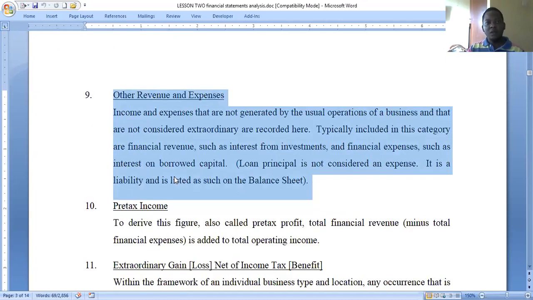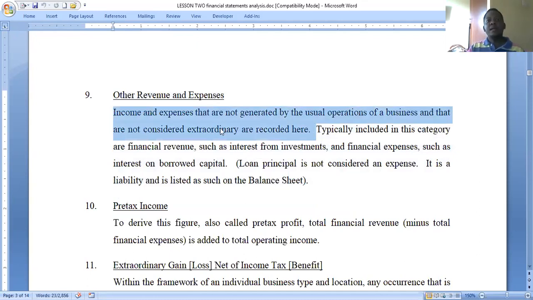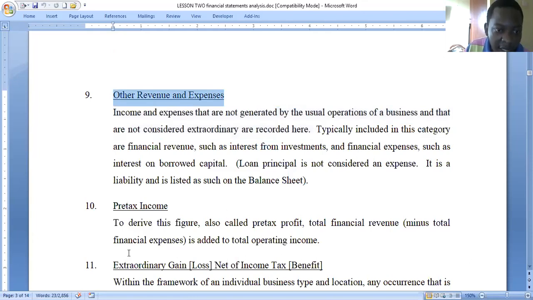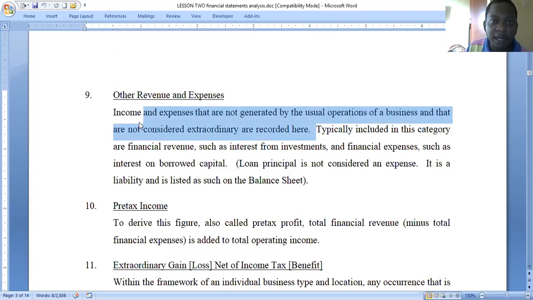Yeah, so in this case, as written here, these are incomes and expenses that are not generated in the usual operations of the business and that cannot be considered to be extraordinary. So we need to differentiate other revenues and expenses from extraordinary events. So in our case here, we are looking at those incomes and expenses that are not generated by usual operations of a business and that are not considered extraordinary.